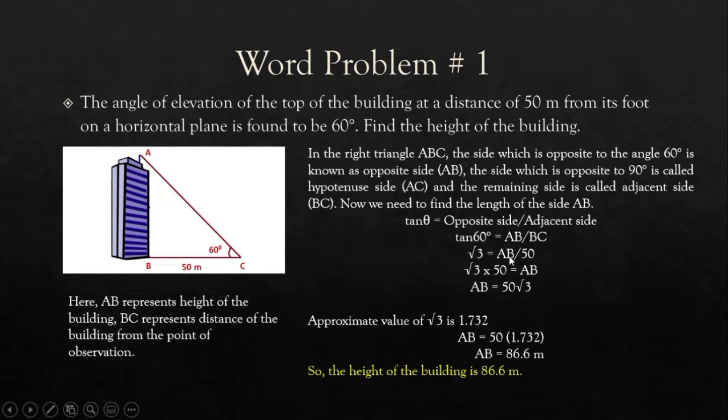Since AB is unknown, we will transpose 50 to the side of the square root of 3, and we will multiply these two together. Now we will get 50 times the square root of 3. The approximate value of the square root of 3 is 1.732. So AB equals 50 times 1.732, which is 86.6 meters. So the height of the building will become 86.6 meters.